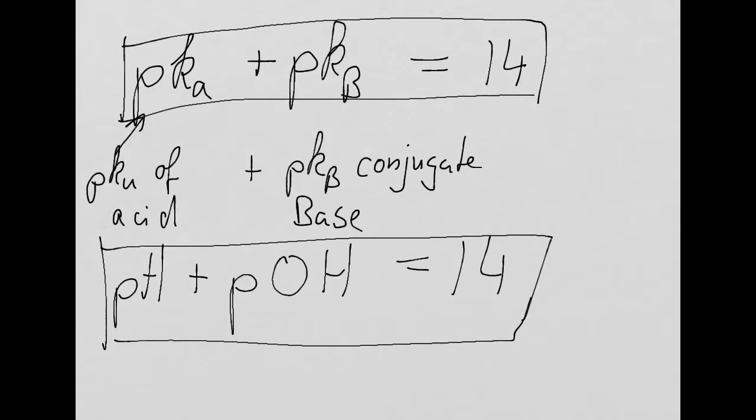So if I give you, for example, a pKa of 4.75, you can immediately calculate the pKb, the equilibrium constant for the base. If I give you a pH, say pH is 9, you can immediately calculate the pOH, which would be 5. Yeah? So you can interconvert these things.